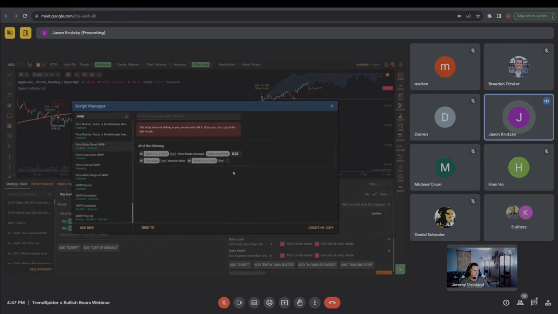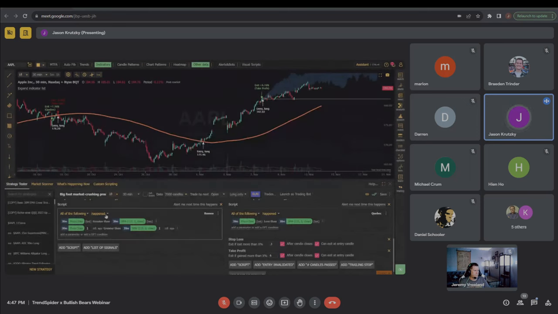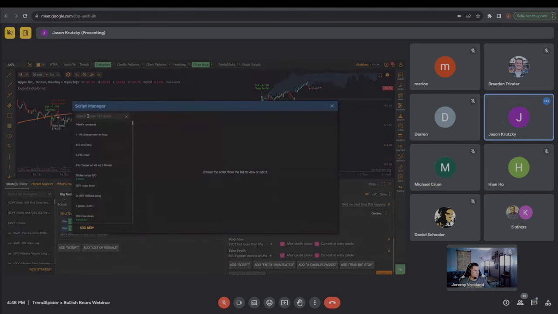You can send these scripts everywhere. So I'm going to do it from the scanner so that you can see it. If I want to, I can come over here and save this as a script, and then I can send the script. Actually, we'll just use a VWAP. I can send a script from my script manager or from my scanner or wherever. I can send it all over the place. Let's do, I don't know, price above year-to-date VWAP.